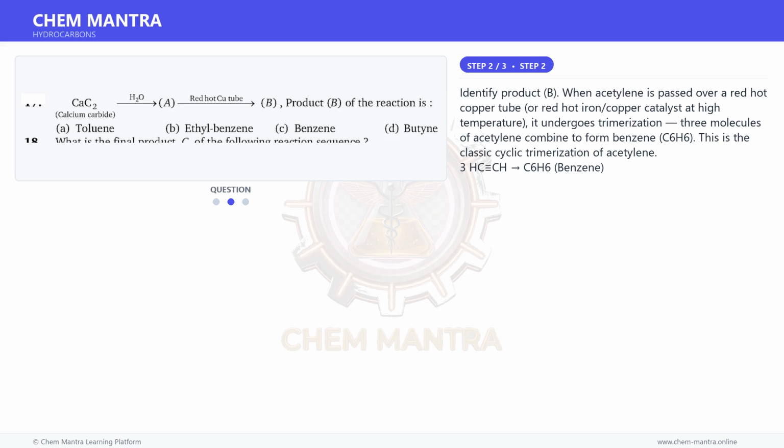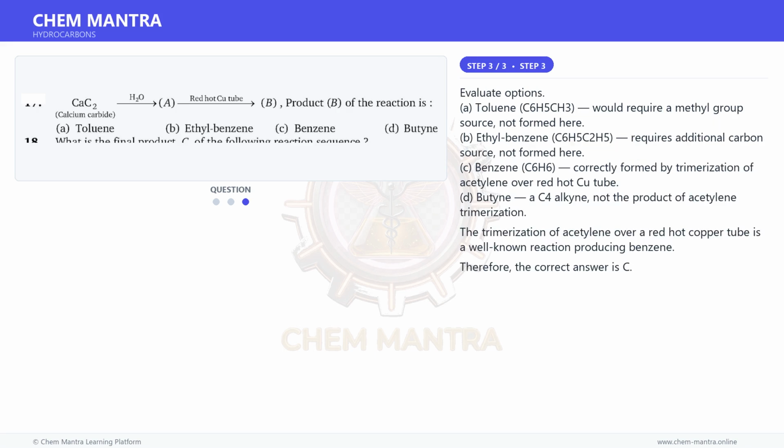Identify product B. When acetylene is passed over a red-hot copper tube or red-hot iron-copper catalyst at high temperature, it undergoes trimerization. 3 molecules of acetylene combine to form benzene, C6H6. This is the classic cyclic trimerization of acetylene. 3 HCCH gives C6H6, benzene. And for the final step, evaluate options.